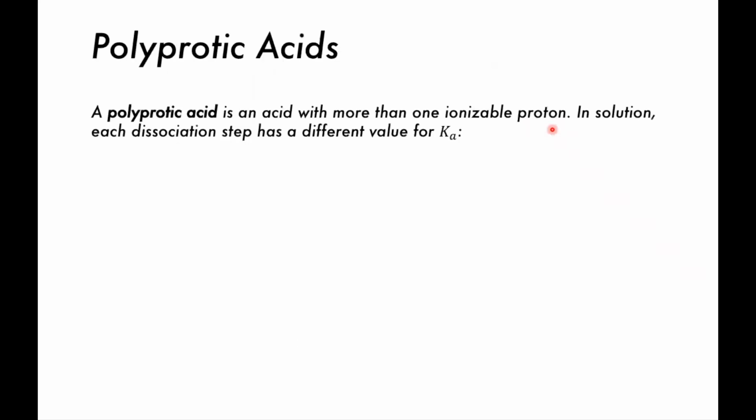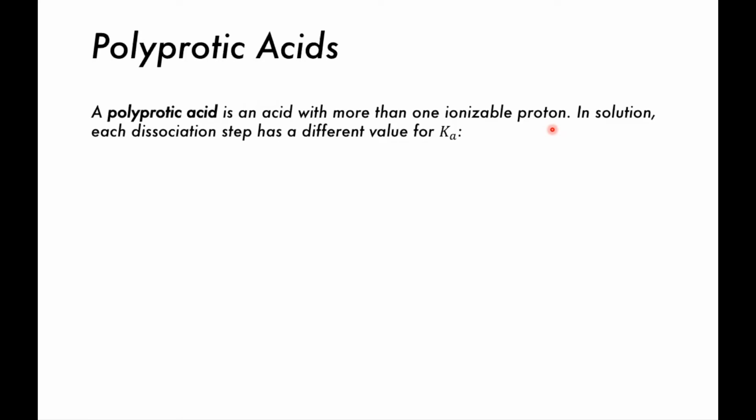Okay, so not all acids are the same. Some acids have more than one ionizable proton. These are called polyprotic acids. And in solution, each dissociation step has a different value for Ka. So usually, acids like phosphoric acid and sulfuric acid are probably the ones you would encounter the most often.